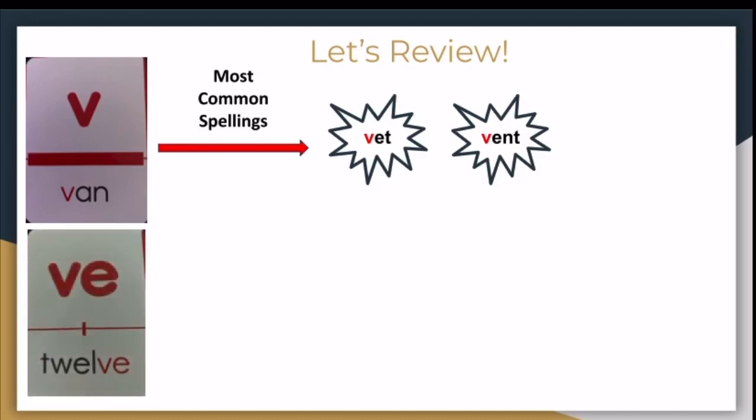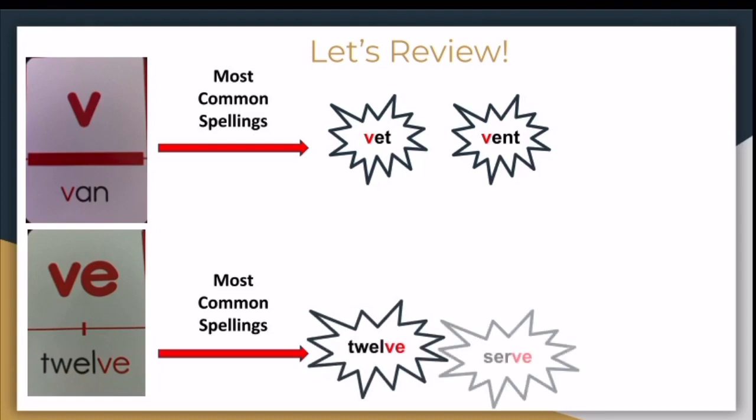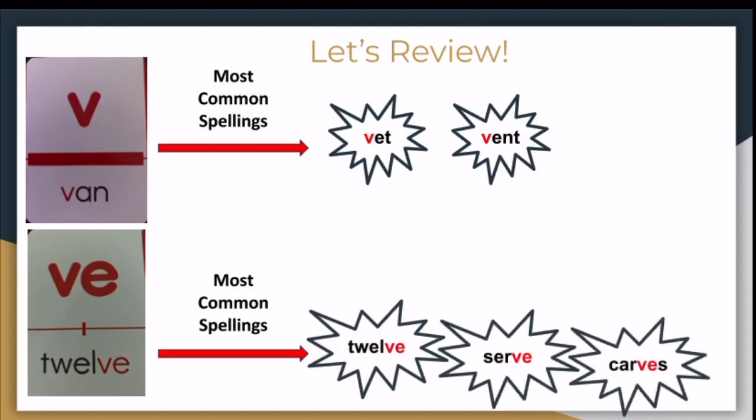This is the spelling V-E. This spelling only says the V sound, even though there's an E. If we look at our power bar, it is very, very small, which means this spelling is not that common. Let's take a look at some examples. We have the words twelve, serve, and carves. All of the E's in those spellings are silent because they're at the end of the word. Let's practice.